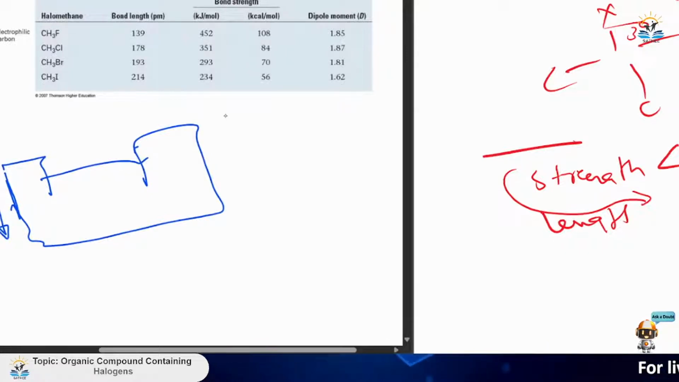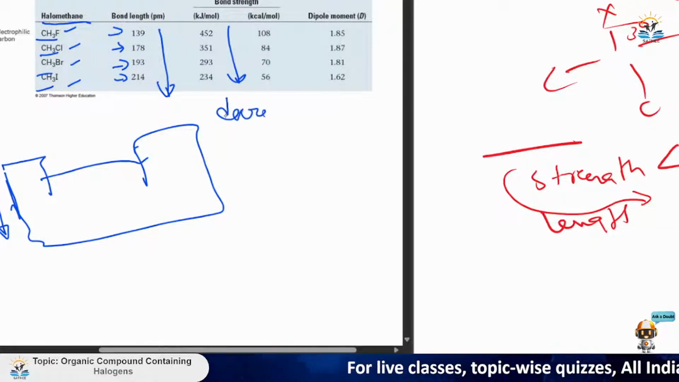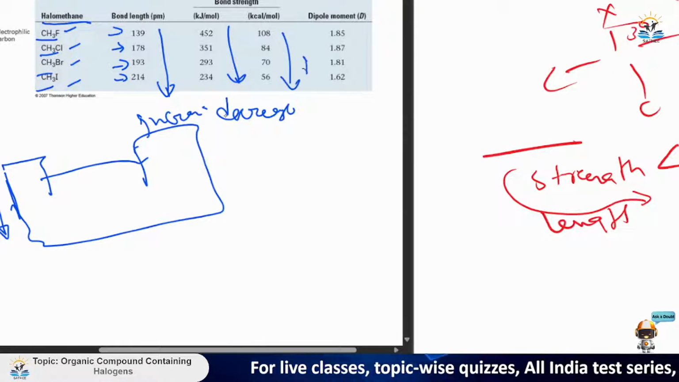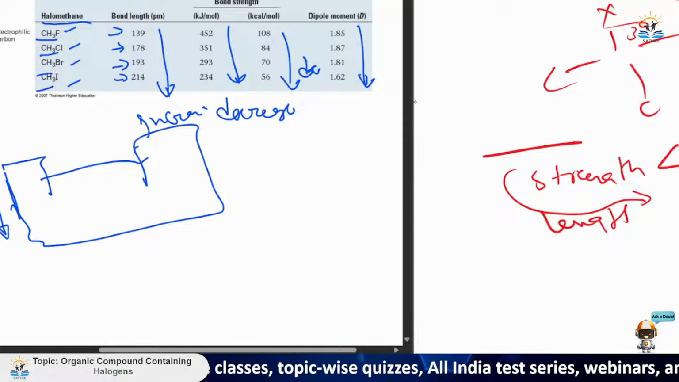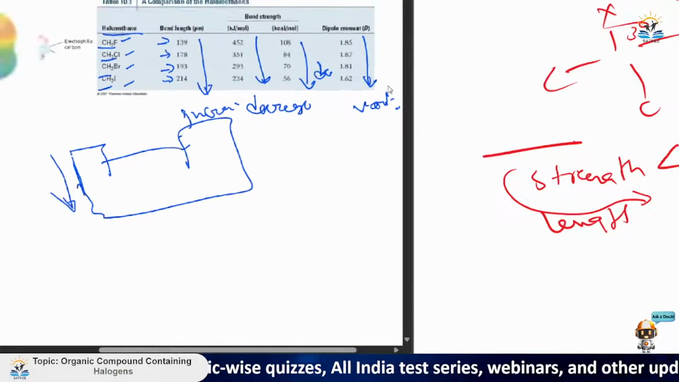Like, see, if we have a halomethane, a single CH3 group connected with a different X element, their bond length is given. See, as we go down the group, bond length increases, but the bond strength decreases. Dipole moment, you can see, is almost variable. Let me zoom in first.